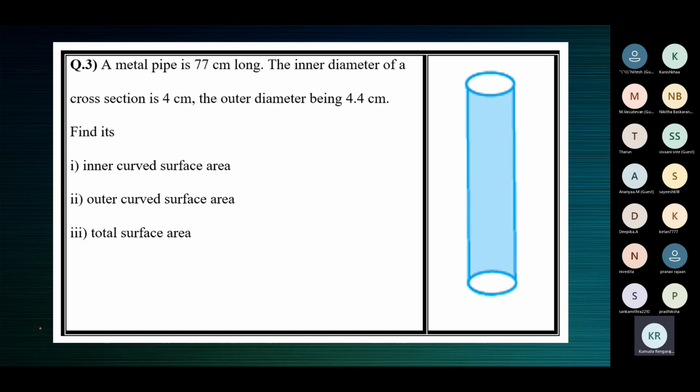A metal pipe is 77 centimeters long. You can see the figure alongside. A metal pipe. The word pipe suggests that the cylinder is open at both the ends, because only then the word pipe is used. The term pipe, when used with respect to a cylinder, means the cylinder is open at both the ends.